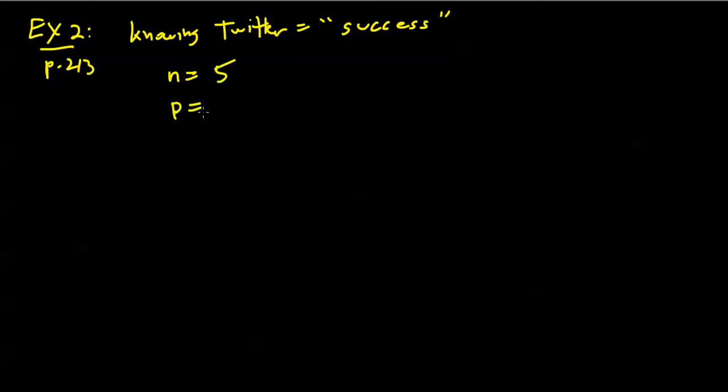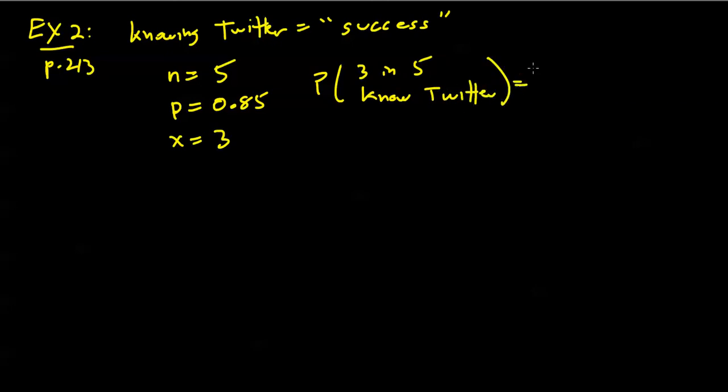The probability that any one adult knows Twitter is 0.85. That's stated explicitly in the problem. And I want 3 successes. I want the probability of 3 adults knowing Twitter. So the probability that 3 in 5 know about Twitter, I'm going to go to Binomial PDF, or Binom PDF, and I plug in n, my number of trials, 0.85, my probability of success in any one trial, and 3 for my desired number of successes.